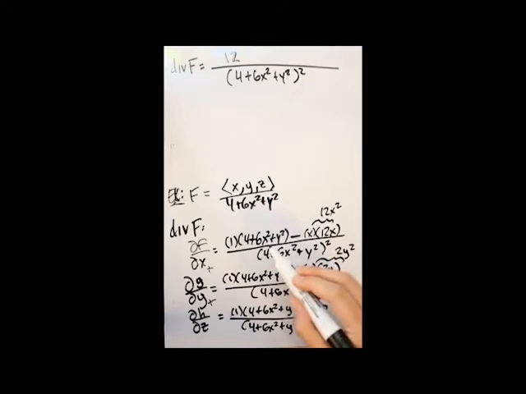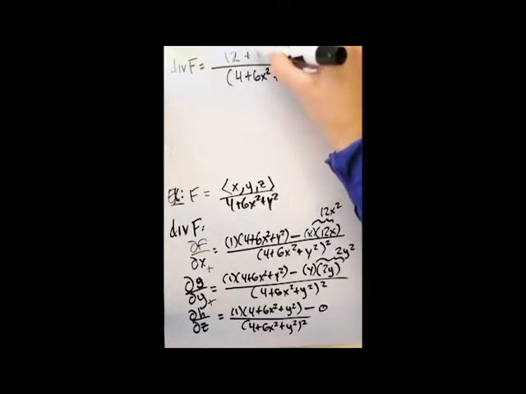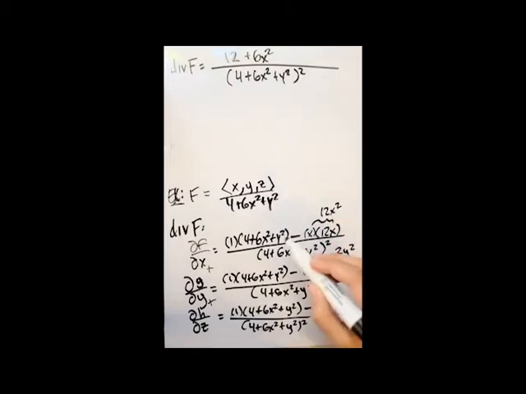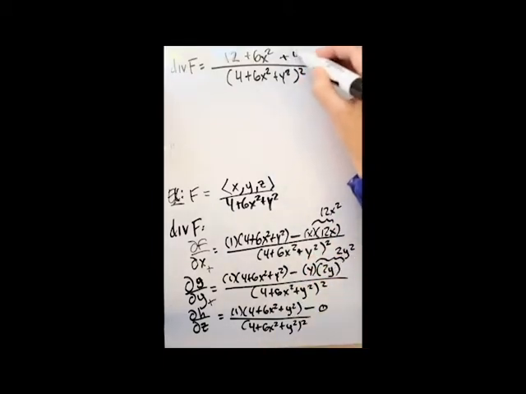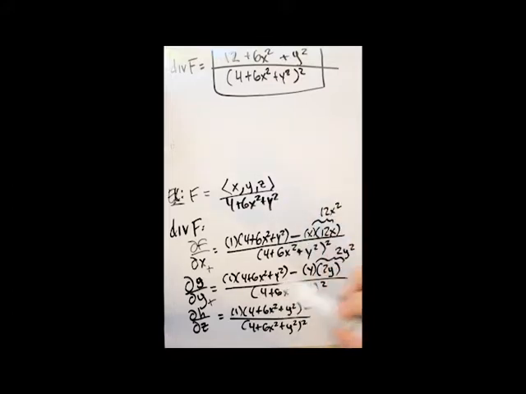Then the x squared terms: 6x squared plus 6x squared plus 6x squared, we are at 18, take away this 12, so we have plus 6x squared. And then y squared plus y squared plus y squared, take away 2y squared, gives us 1y squared. And this is the divergence of our vector field F.